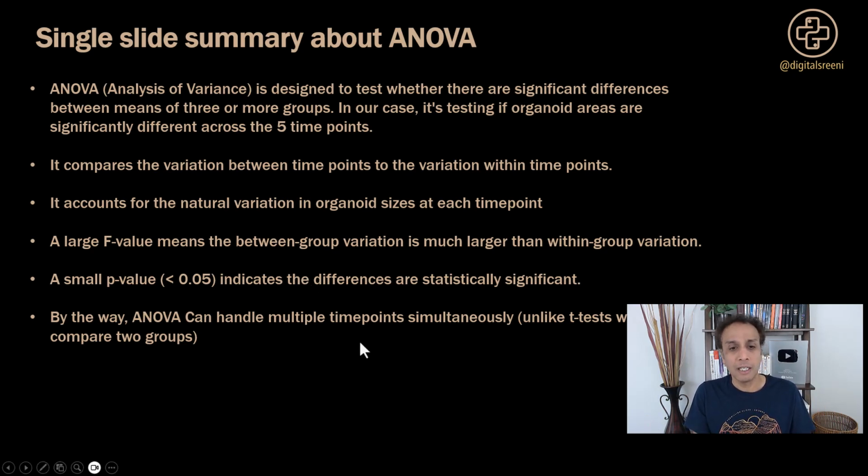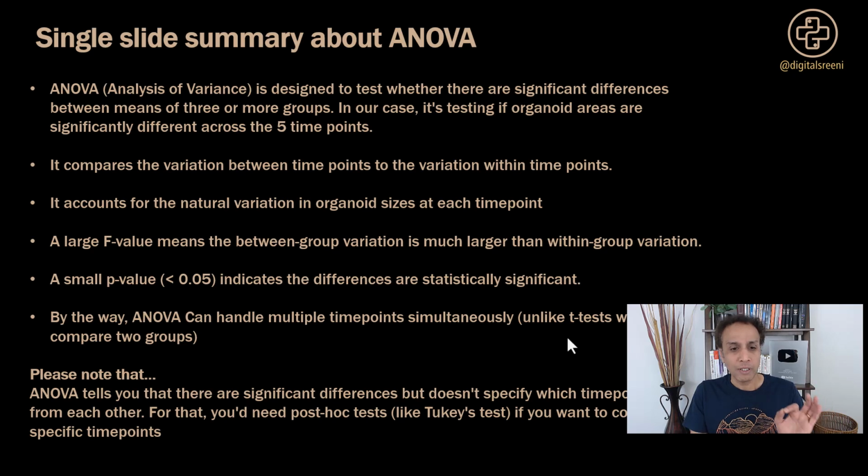It can handle multiple time points simultaneously, as I already mentioned, unlike the t-test, which only compares 2 groups, right? Again, probably something you know if you are a researcher, especially in biology, because you work with numbers, and when you work with numbers, stats is important. Please note that ANOVA tells you that there are significant differences between these data, but it doesn't tell you which time points differ from each other. If you want to pinpoint that, you need other post hoc tests like Tukey's test, for example.